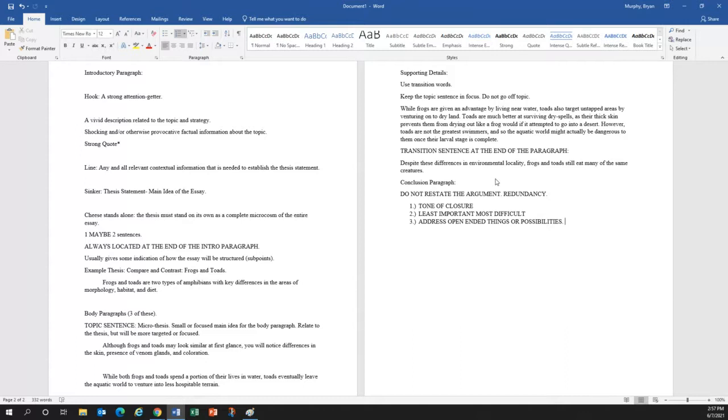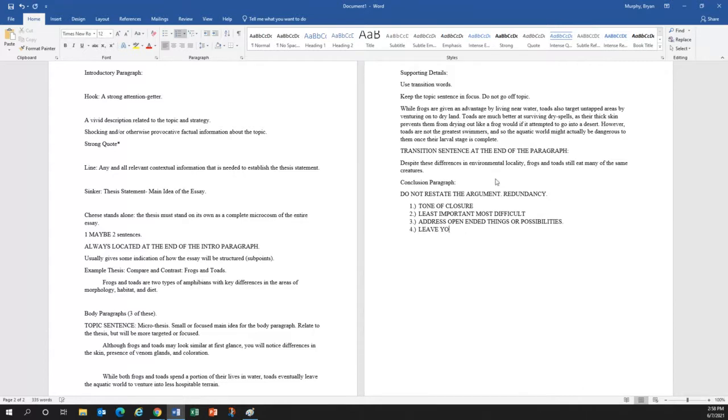If you were doing a cause and effect paragraph on nuclear energy, you could predict what the future would look like if we invested 100% in nuclear energy. You could predict what could possibly go wrong from a future like that, right? So you've got a lot of freedom. You just really don't want to repeat yourself. Avoid redundancy. Provide a tone of closure. You can address open-ended things or possibilities.